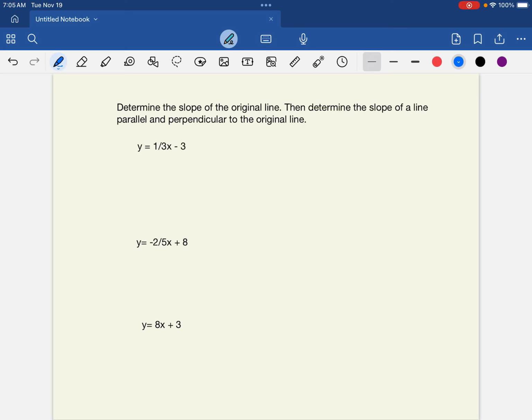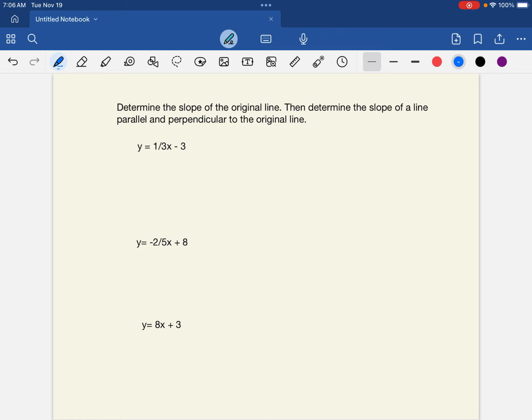Hello, in this video we're going to talk about how to find parallel and perpendicular slopes given an equation. As we're getting started, our problem asks us to determine the slope of the original line, then to find the slope of a line parallel and perpendicular to that original line. I have three examples and they're all in slope-intercept form because this is one of the easier ways to find it. For point-slope, it would be the same thing because we're given slope in those equations.